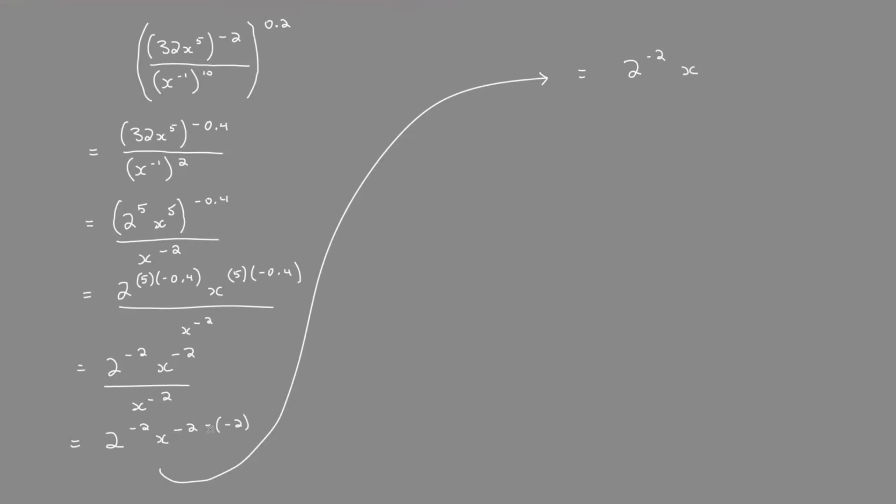We have -2 plus 2. So that's x to the power of 0. Anything to the power of 0 equals 1. This equals 2 to the -2.